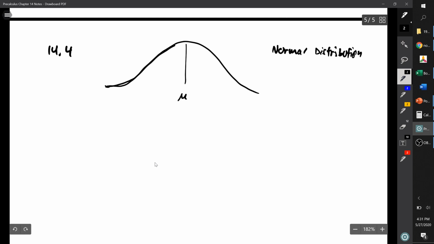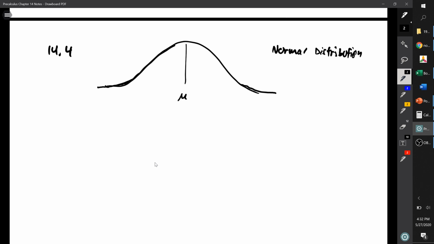For example, if you took the average height of a person in the world, and then you collected all of the heights of people, the majority of people are relatively close to the average, and then the taller and taller you get, the fewer and fewer people. And the shorter and shorter you get, you also get fewer and fewer people.